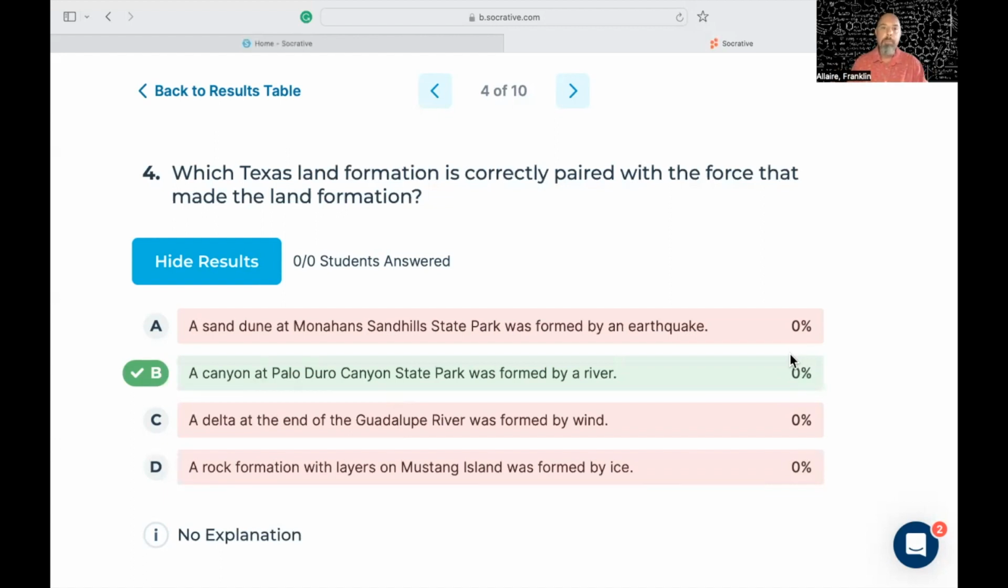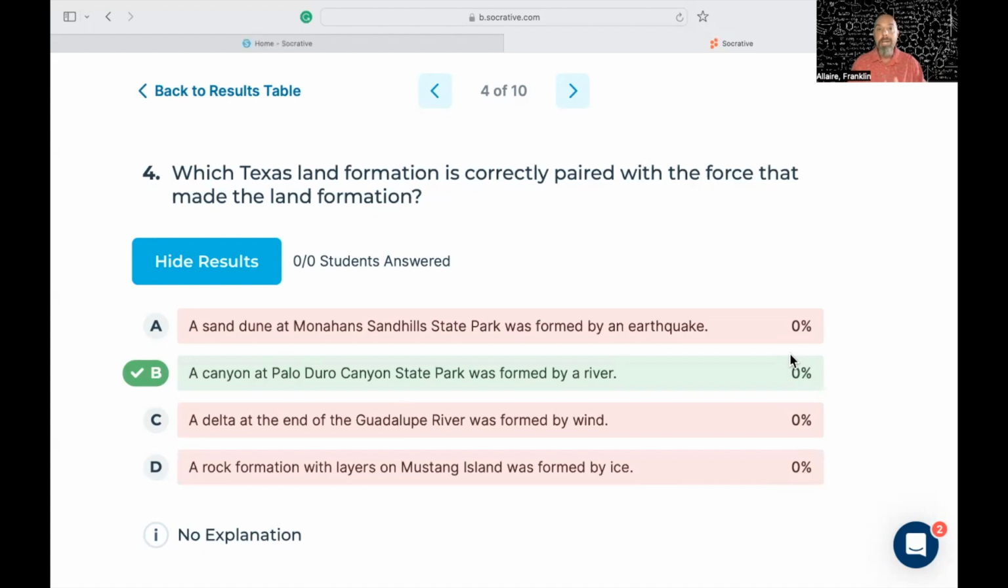Sand dunes are not formed by earthquakes. They are formed by wind, which is why sand dunes are always moving. The wind picks up the particles, carries them somewhere, and drops them off. So it's technically a form of erosion. A delta at the end of the river is not formed by wind. That's formed by water. It's formed by rivers.